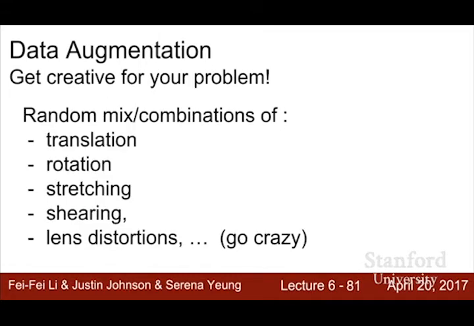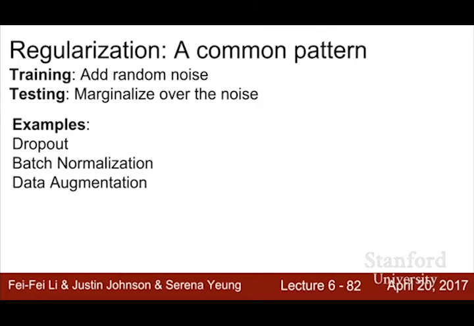But in general, data augmentation is a really general thing that you can apply to just about any problem, where whatever problem you're trying to solve, you think about what are the ways that I can transform my data without changing the label. And now during training, you just apply these random transformations to your input data, and this has a regularizing effect on the network because you're again adding some kind of stochasticity during training and then marginalizing it out at test time. So now we've seen 3 examples of this pattern: dropout, batch normalization, data augmentation. But there are many other examples as well.